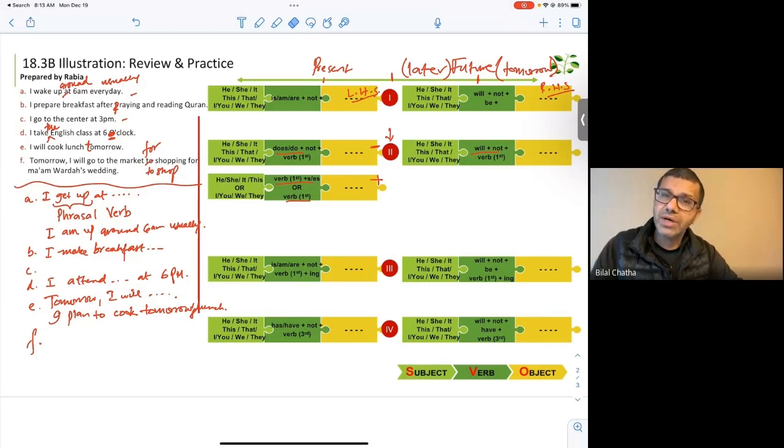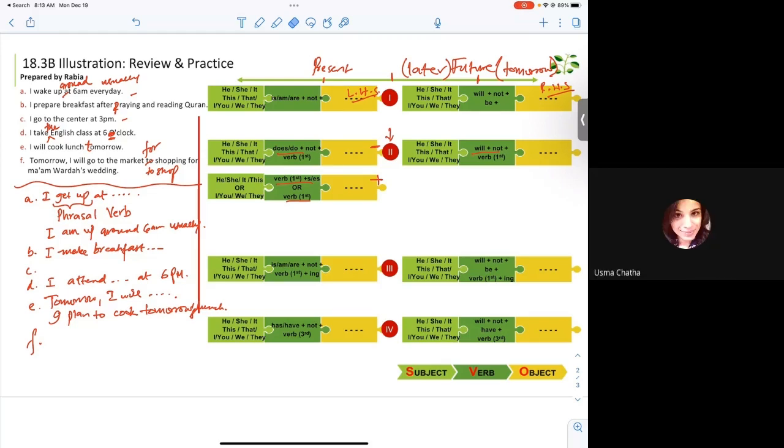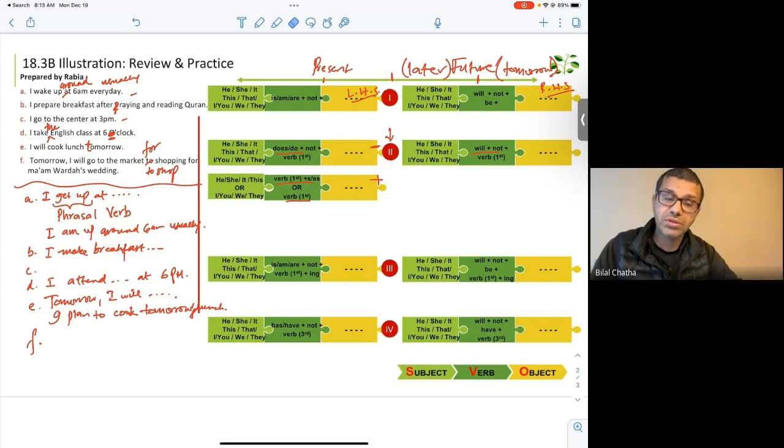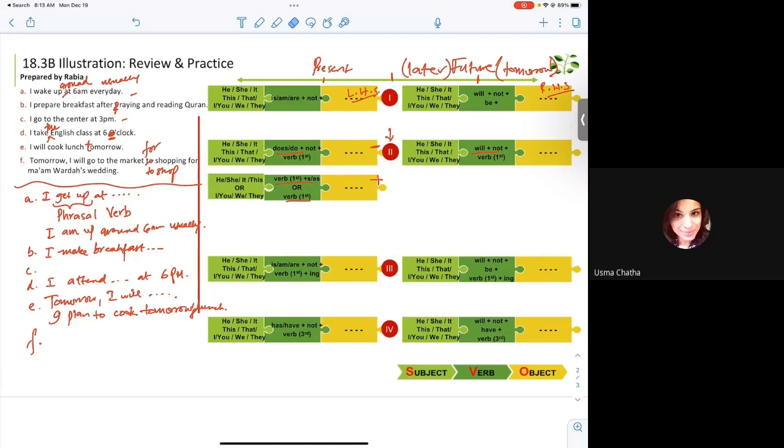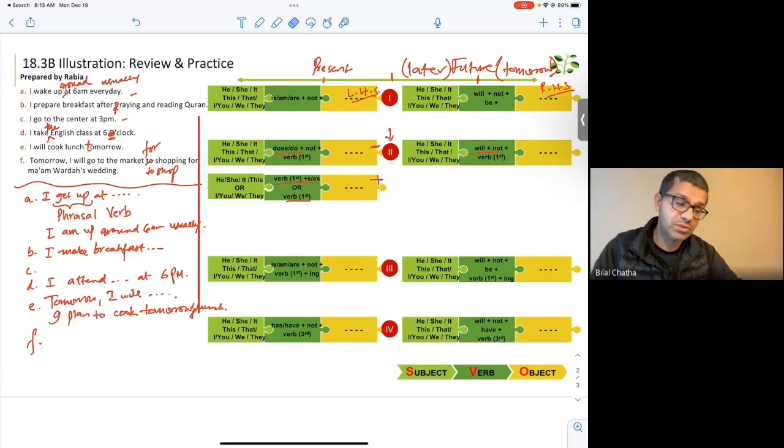Asma, where do you go to buy your onions and tomatoes? Grocery store. Okay. And if you have to buy clothes, where do you go? The mall. Yeah, so you go to a mall.